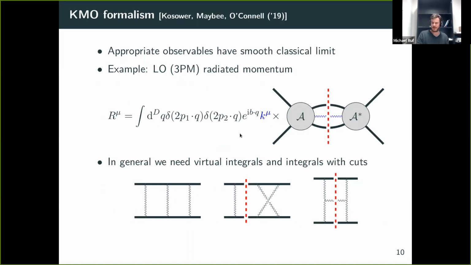Just quickly, to explain how this KMOC formalism looks. The idea is that you start with some observables, and these observables, if you pick them appropriately, will have a smooth classical limit. For example, one observable that we also looked at together with Enrico, Julio, and Mauro is the radiated momentum. And if you look at the object that you need to compute, it is actually just a cut amplitude. So in general, the most general integrals that we need to compute are virtual integrals and integrals with cuts, which come in this KMOC formalism.